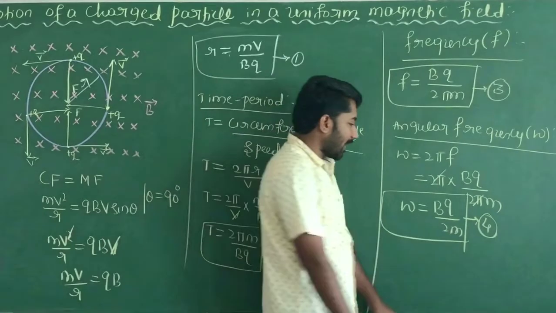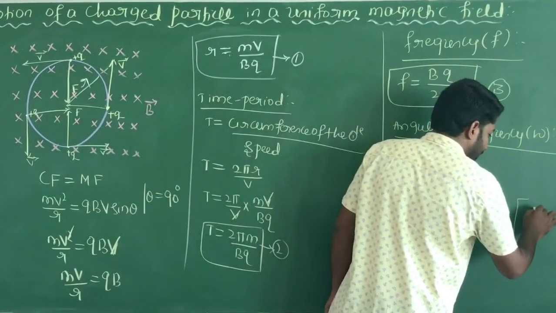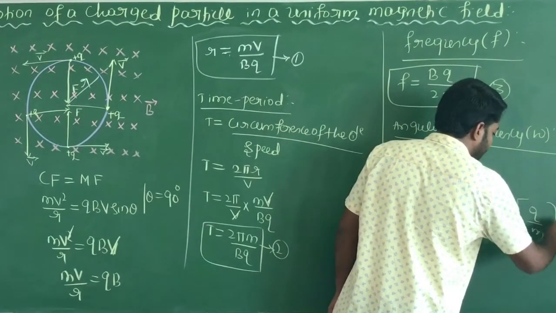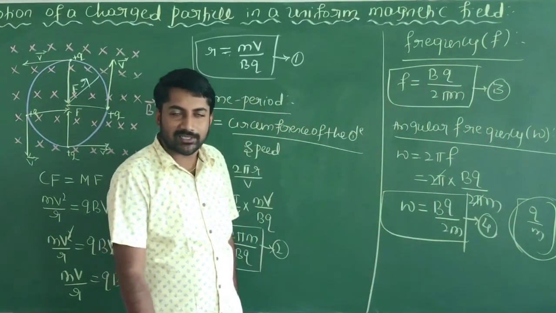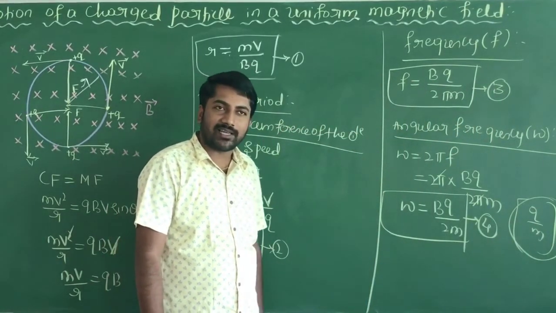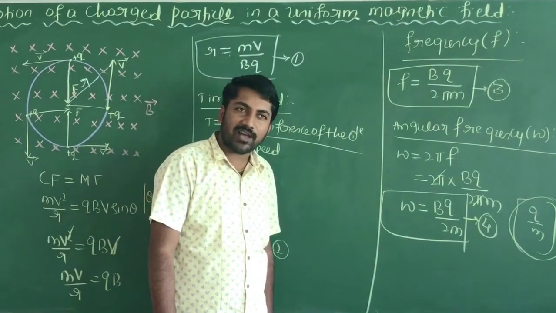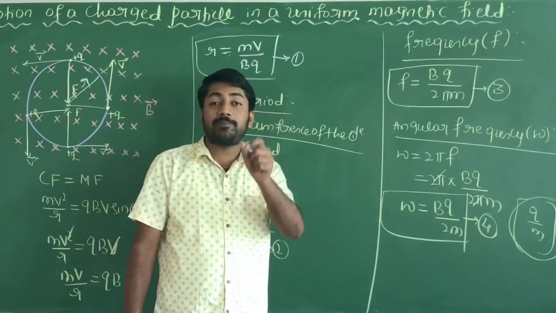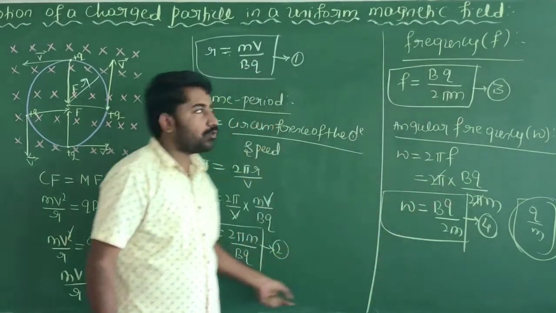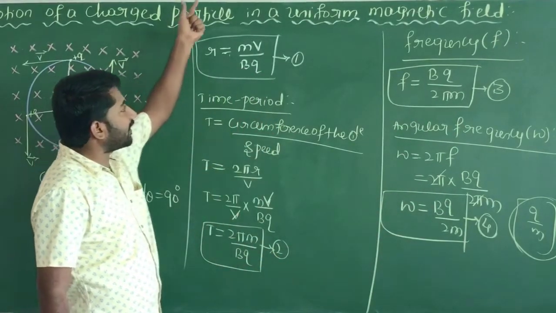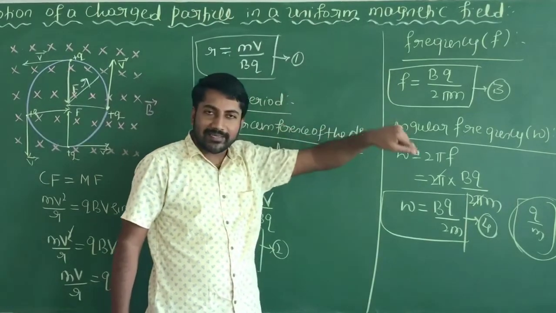Here, the ratio q divided by m or m divided by q is called specific charge. The ratio of charge by mass or mass by charge is called specific charge. These are the parameters related to the motion of a charged particle in a uniform magnetic field.